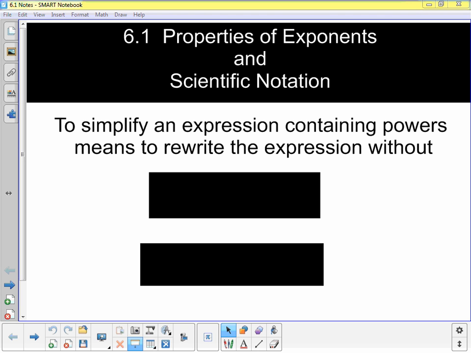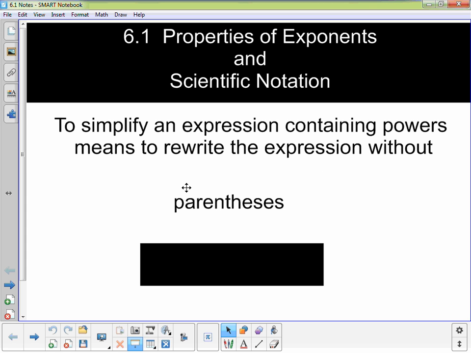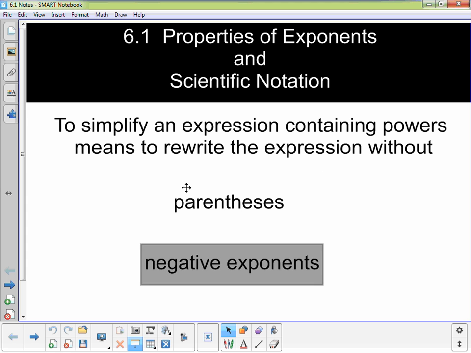Now, the first thing up at the top of your notes page: in order to simplify an expression that's containing powers, we have to rewrite the expression without any parentheses and no negative exponents. Okay, no parentheses and no negative exponents.